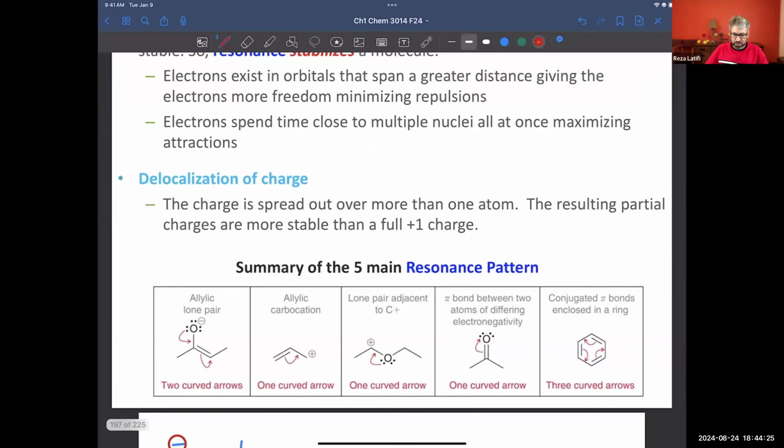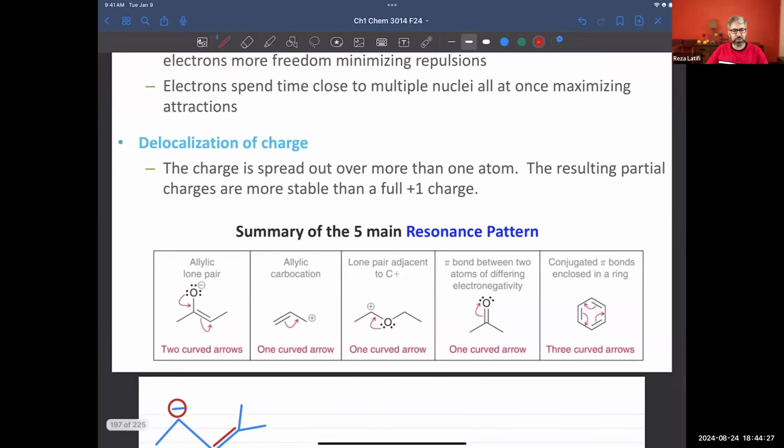As you see, in the first case, the allylic lone pair, we have a lone pair shared with this electron, and that one will move here, so we get a lone pair on carbon, and at the end it's going to be negative. Or, a positive charge gets distributed through a pi bond, or through oxygen lone pair sharing with one carbon, where oxygen takes two electrons to itself. In the last one, the position of the double bond keeps changing. I'm going to go through them one by one.